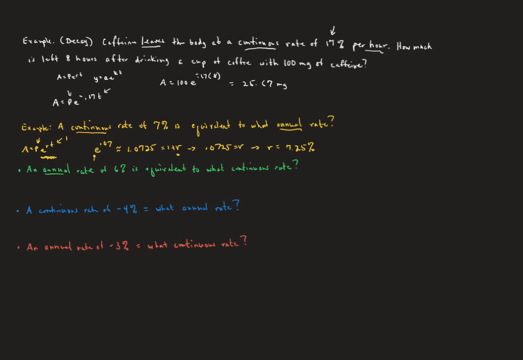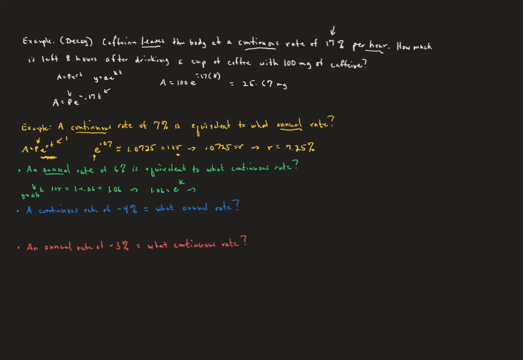Now we're going to go the other way. So an annual rate of 6% is equivalent to what continuous rate? Well, an annual rate of 6%, we're thinking of that as 1 plus r. That's going to be 1 plus 0.06. That's 1.06. So that's what we multiply by, like if we were doing y equals a b to the t, b would be the 1.06. And we want to know what is the equivalent e to some number k. So we're going to solve that for the k.